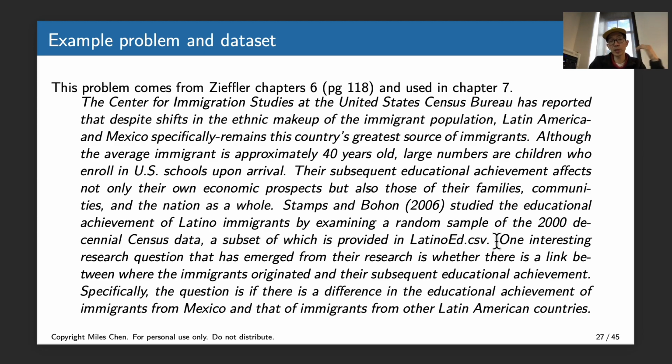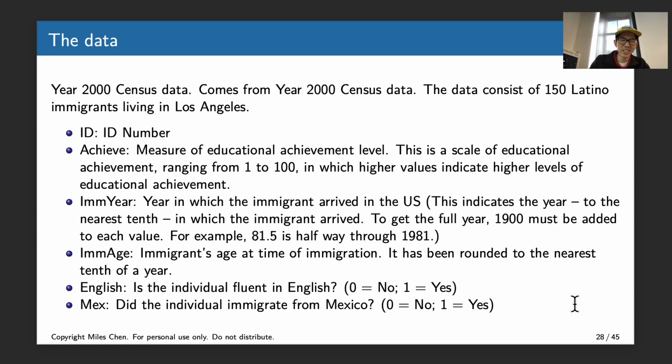And one question that these researchers had was, is there a link between where the immigrants originated and their subsequent educational achievement? Specifically, is there a difference in the educational achievement of immigrants from Mexico and that of immigrants from other Latin American countries? Okay, so that's the question they're going for. Again, old data coming from the 2000 census, so I don't know if any of these things would still hold true here.